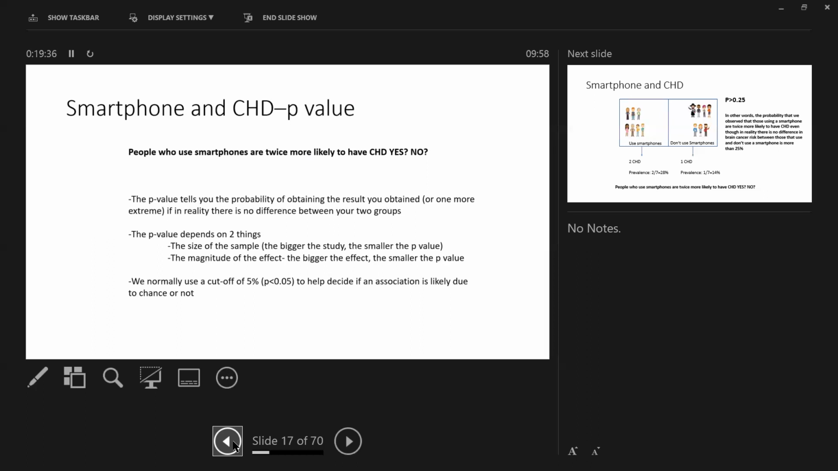Okay. That in reality there is no difference. Yeah, and we'll go into it. We'll see an example. And the p-value depends on several, actually three things, but two things that you really need to remember. The first one is the size of the sample. So the bigger the sample, the smaller the p-value.